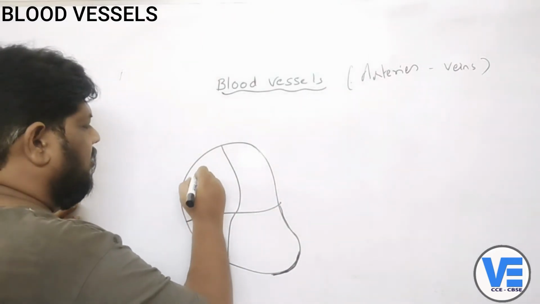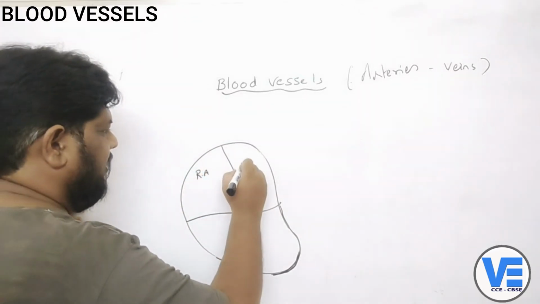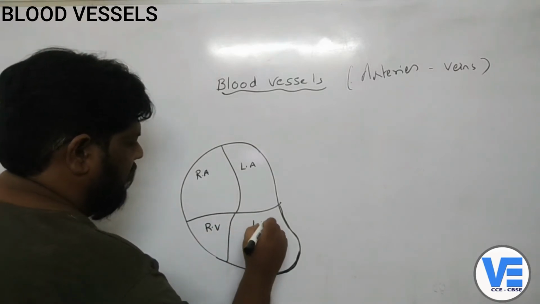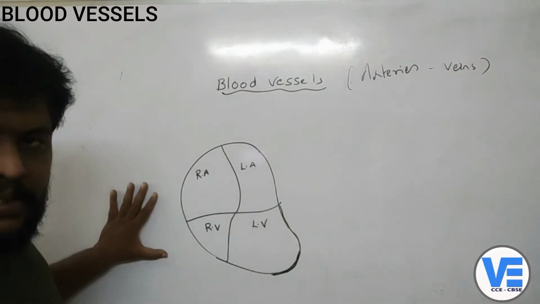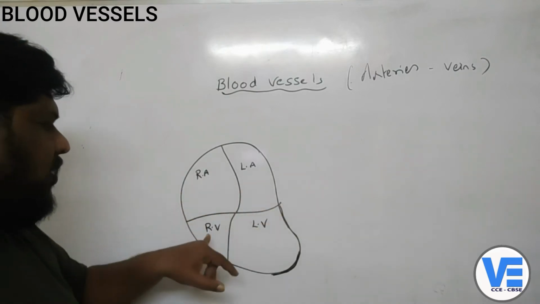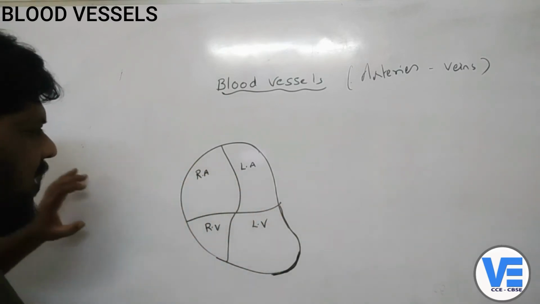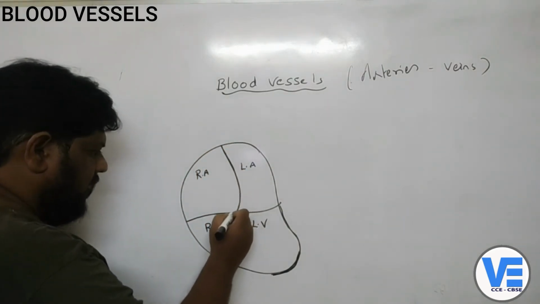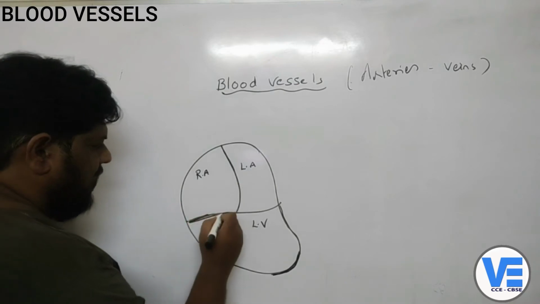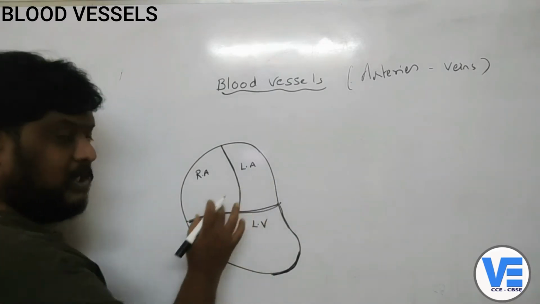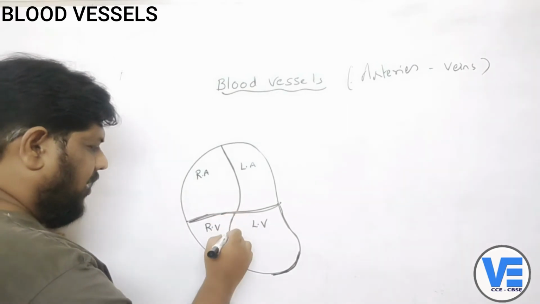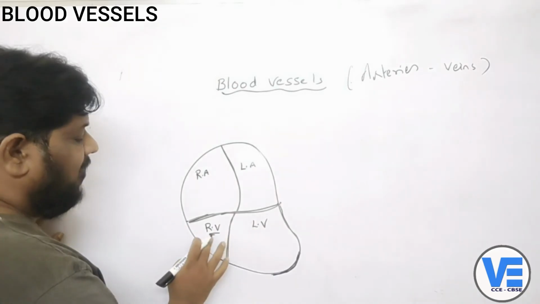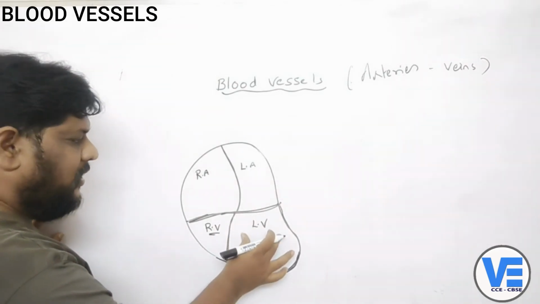One is the right auricle, and this one is the left auricle. This is the right ventricle, and this is the left ventricle. Okay, already we have seen this, right? So right auricle, left auricle, right ventricle and left ventricle. Now if you observe carefully, I have drawn this right auricle a little bigger in size, whereas the left auricle is a bit smaller in size. And here I have drawn the right ventricle smaller in size and the left ventricle a bit larger in size.